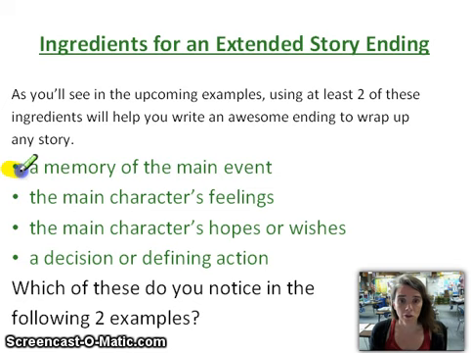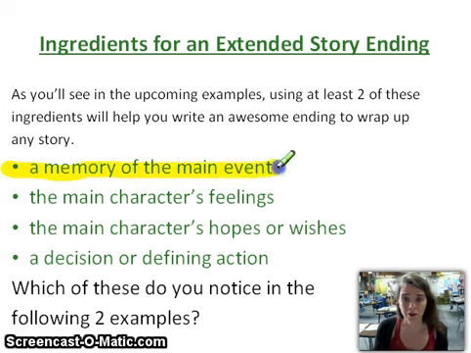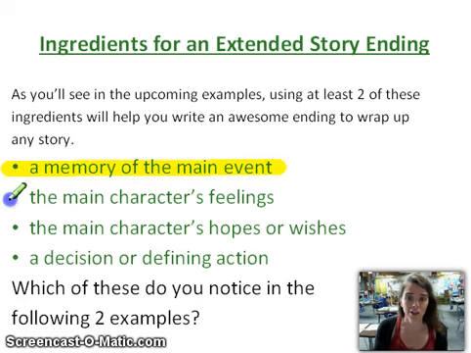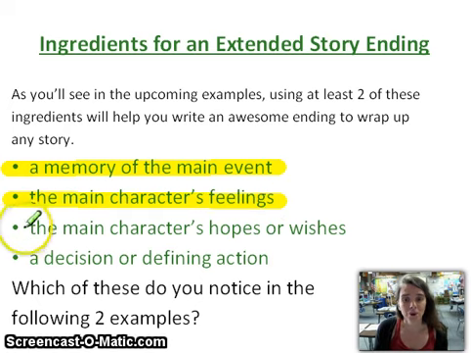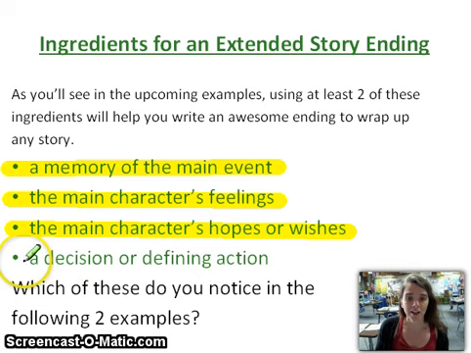So our first one would be a memory of the main event. Our second one is the main character's thoughts or feelings. Our third one would be the main character's hopes or wishes. And finally, a decision or defining action. Which of these do you notice in the following 2 examples?